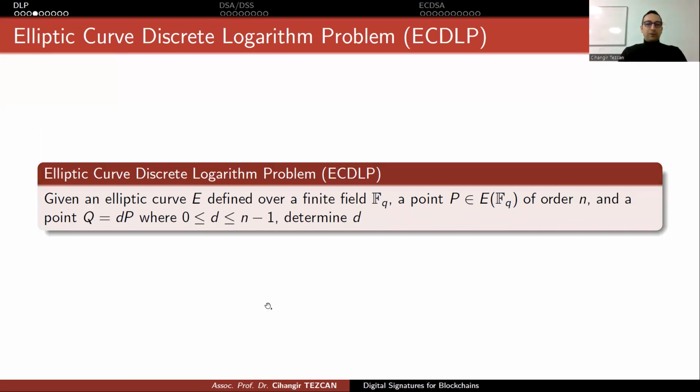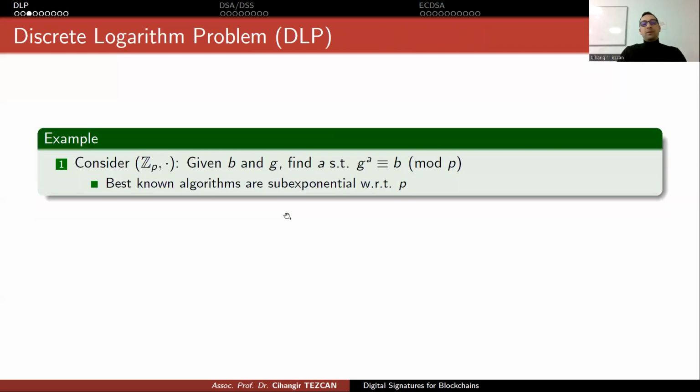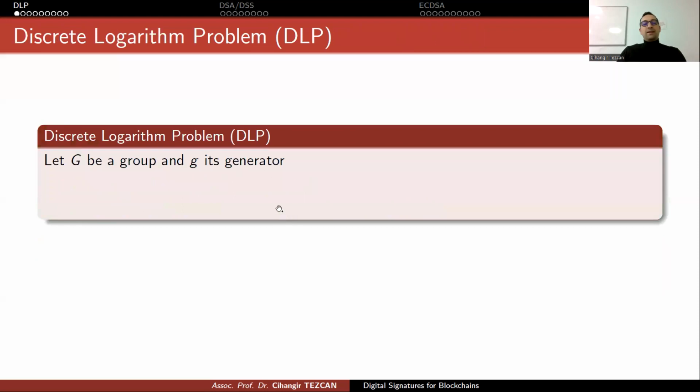Okay, so I'm moving on to the elliptic curve discrete logarithm problem. Recall that I defined a group with the points using the elliptic curve, right? Now I define the discrete logarithm problem, which starts with a simple sentence saying let G be a group and g its generator. As you can imagine, I will take this group as the elliptic curve, and I will take a generator point on that elliptic curve and define the discrete logarithm problem there.